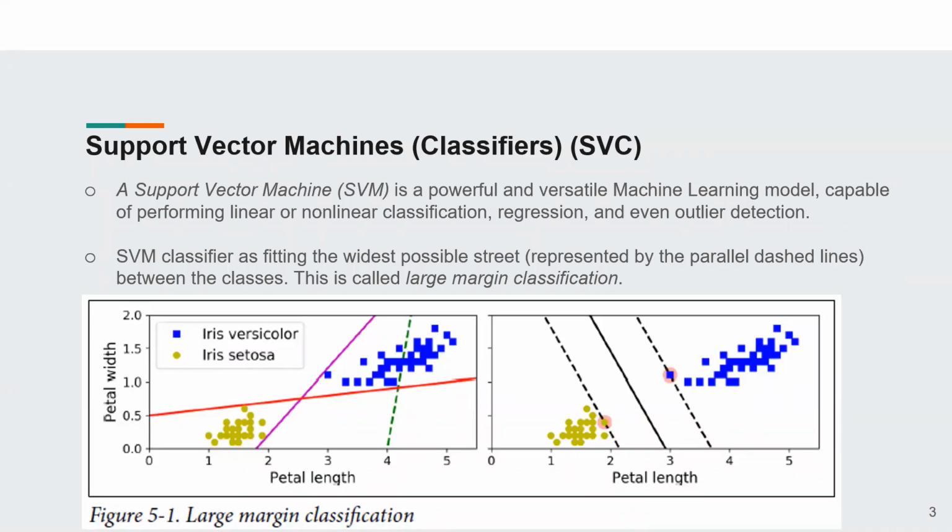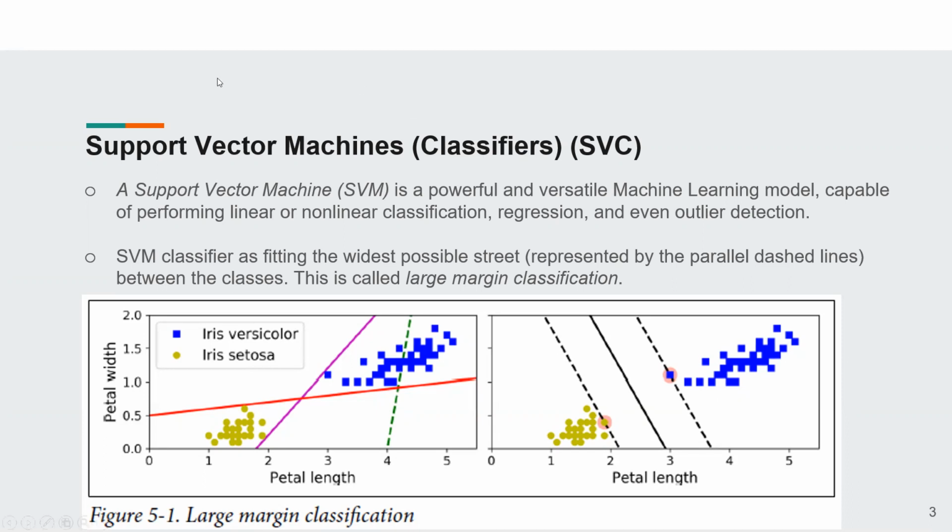What is a support vector machine, or specifically, what is a support vector machine classifier? We call it SVC. A support vector machine, SVM, is a powerful and versatile machine learning model. It's capable of performing linear and nonlinear classification, regression, and even outlier detection. An SVM classifier is about fitting the widest possible street. Pay attention to this phrase, widest possible street, which is represented by the parallel dashed lines between the classes. This is called large margin classification.